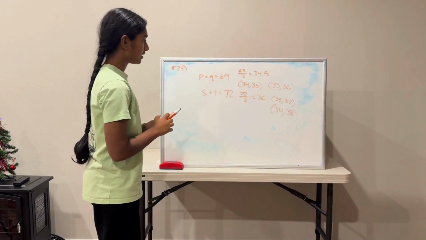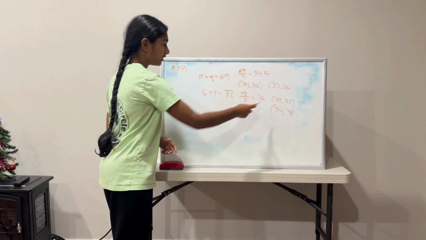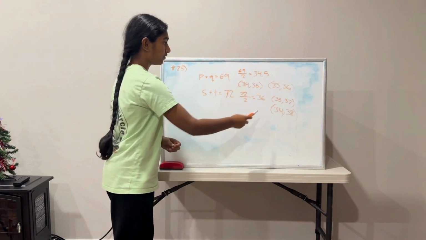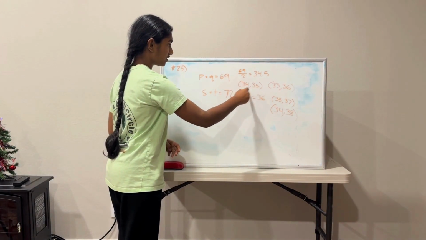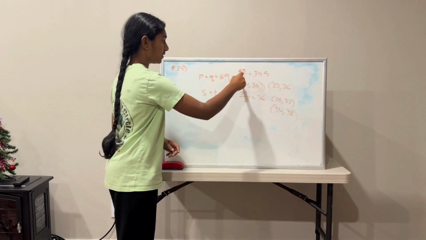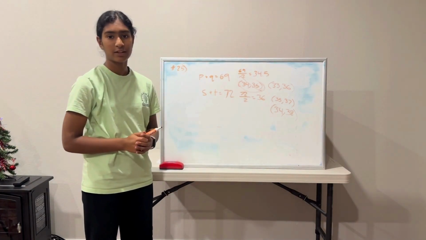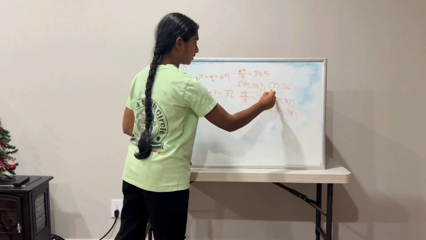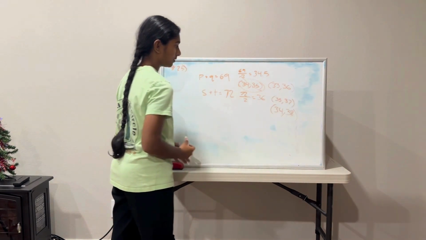Now, looking at this, both possibilities for S and T involve numbers that are in this set, which means we cannot use this set for P and Q. So P and Q is 33 and 36.